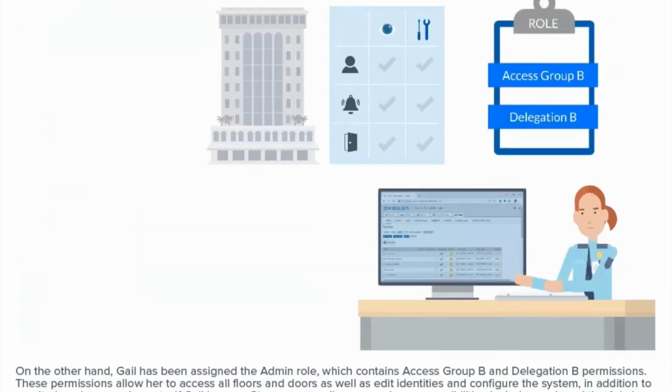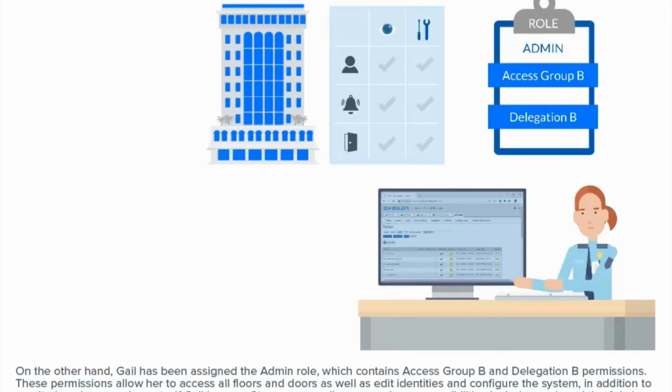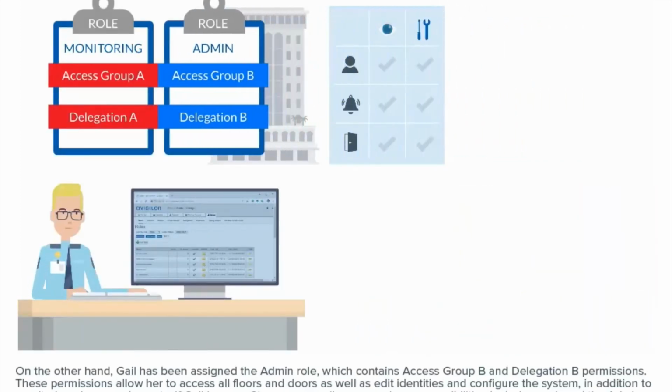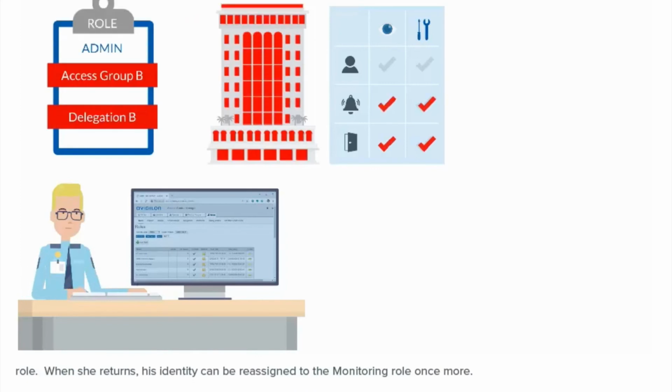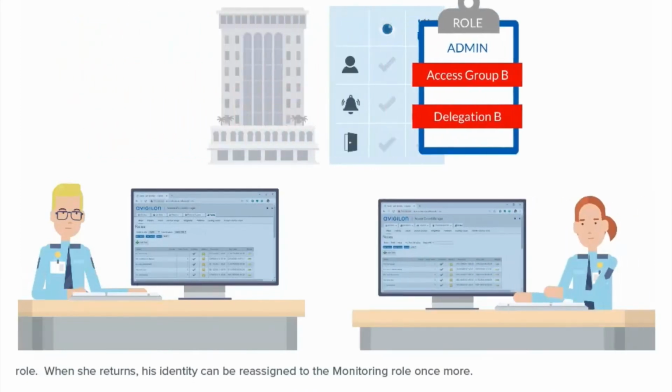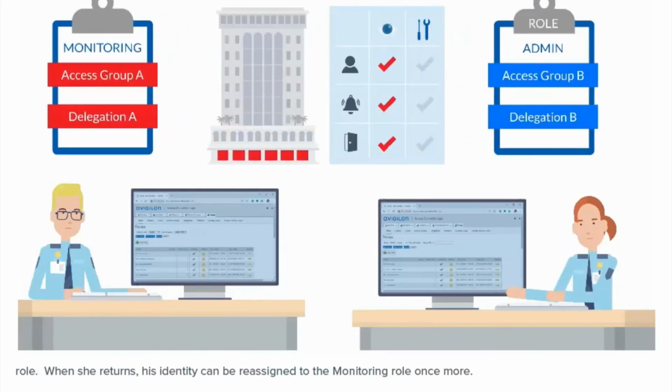On the other hand, Gail has been assigned the admin role, which contains Access Group B and Delegation B permissions. These permissions allow her to access all floors and doors, as well as edit identities and configure the system, in addition to monitoring alarms and events. If Gail is away, Stephen can easily manage her responsibilities by being assigned the admin role. When she returns, his identity can be reassigned to the monitoring role once more.